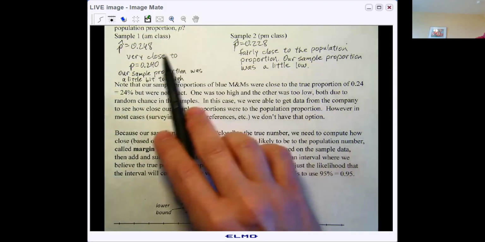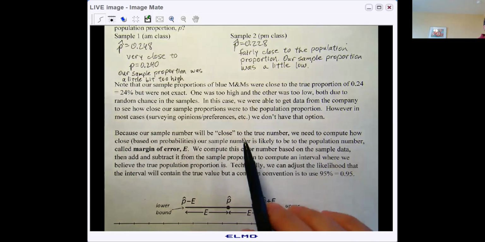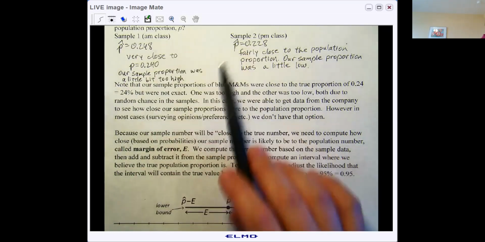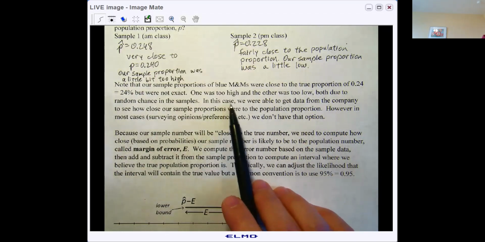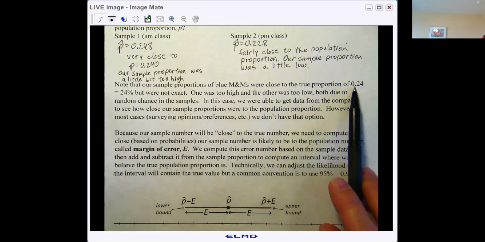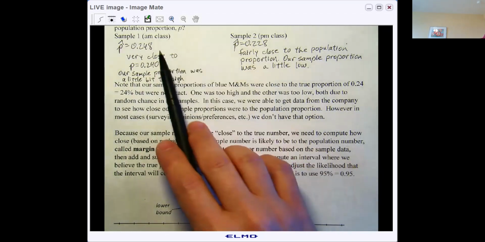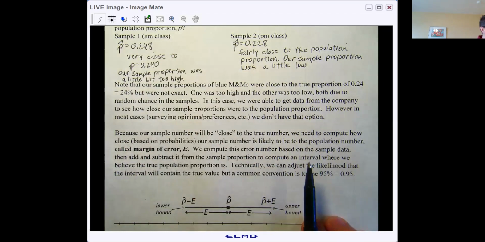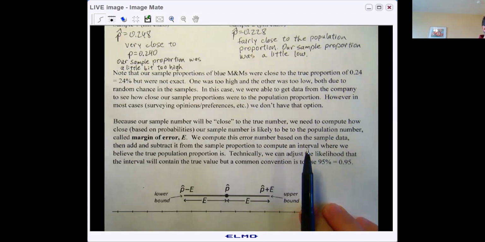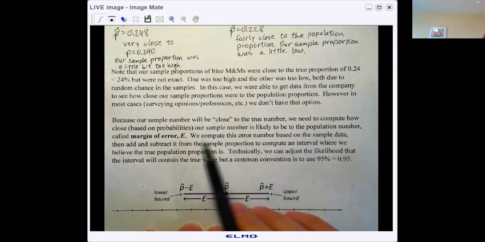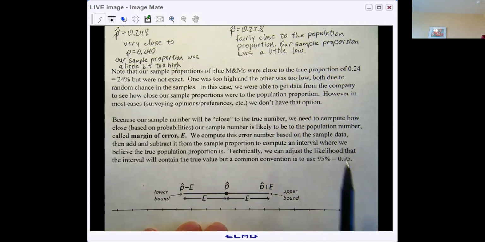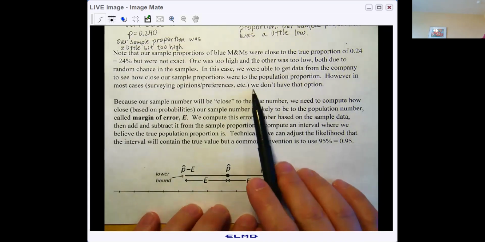So one was too high and one was too low, and the variation is due to just random chance in taking samples. In this case, we were able to find data from the company to know what the true proportion was so that we could compare it to our sample proportions. But in real life, that's usually not the case. If we're surveying people, we usually take a portion of the population and survey them, but we don't have a company that can tell us what everybody would say. So that's why we do samples.